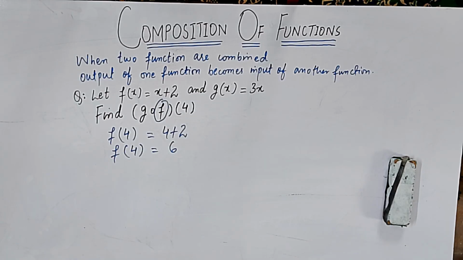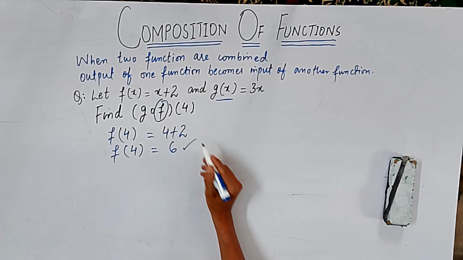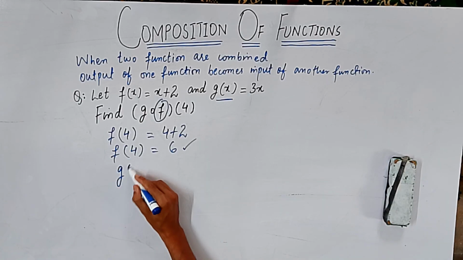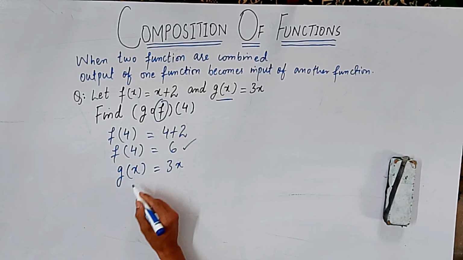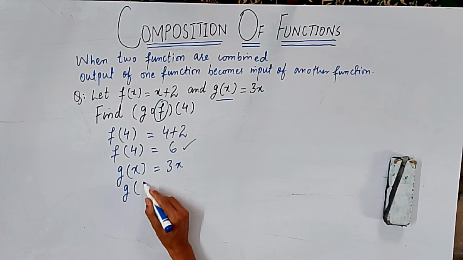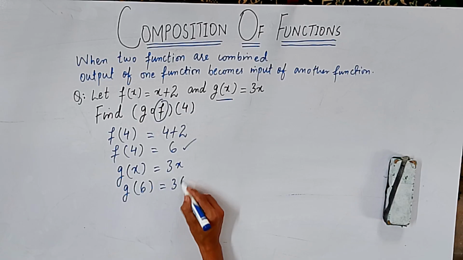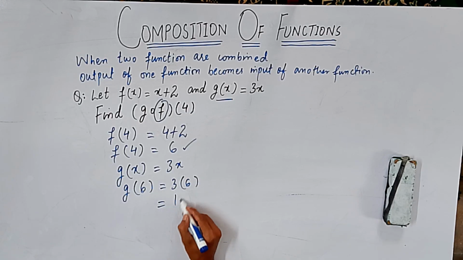Now what will you do? You are done with the right hand side function f of x. Now what will you do? In place of x in the g of x, you will put 4 or 6. What will you put? You will not put 4, you will put 6. So in g of x, which is 3x, in place of x you will put the value 6. So your answer will be 18. That's what is written over here.